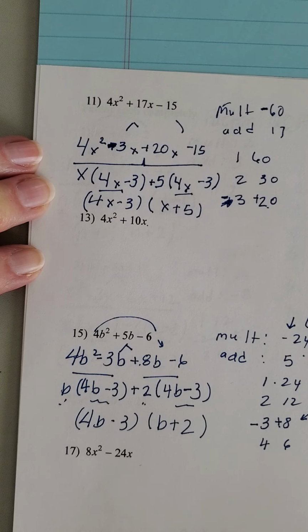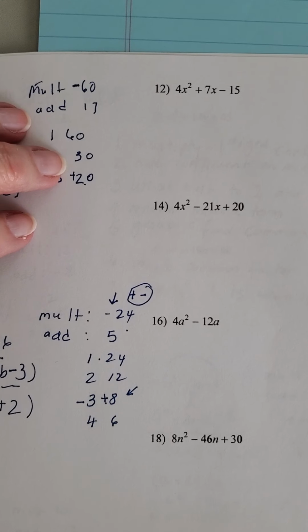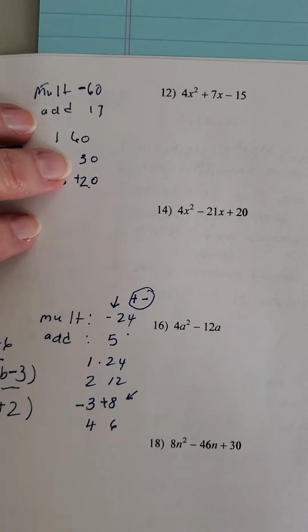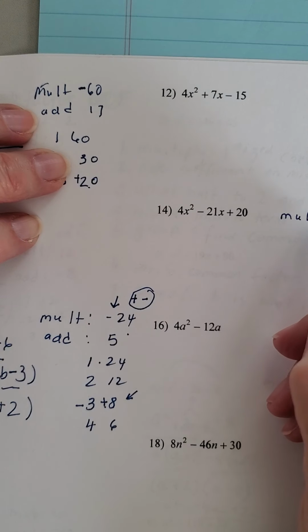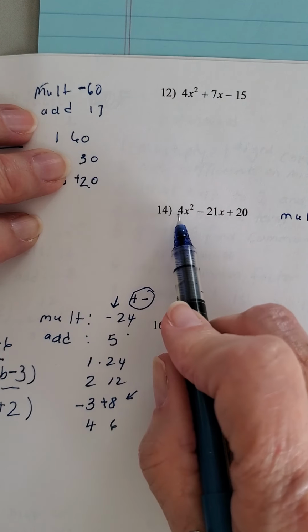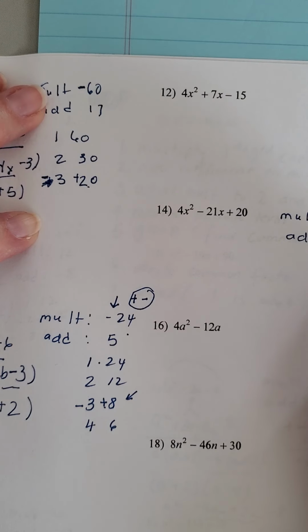Okay, let's do one more problem. When we multiply 4 times 20 is 80. Take the middle term is a negative 21. So we're looking for what multiplies to 80 and adds to a negative 21. All right, let's go. Factors of 80.